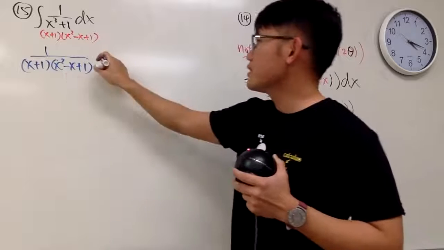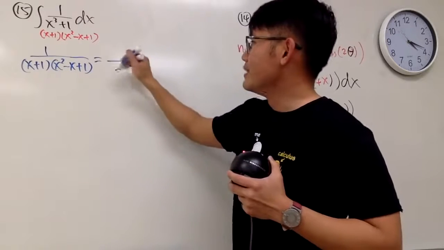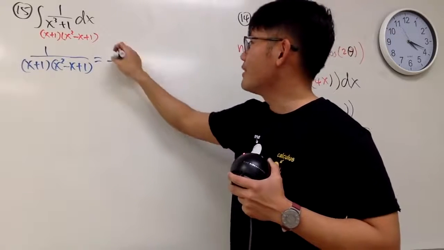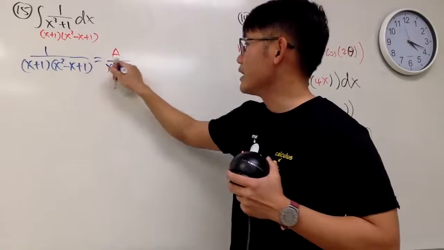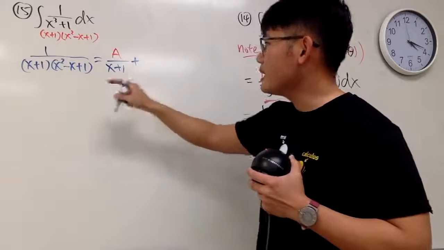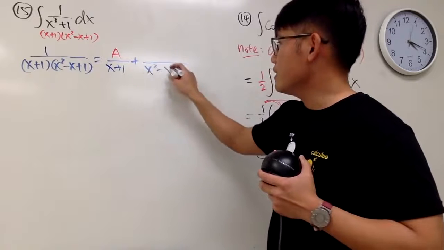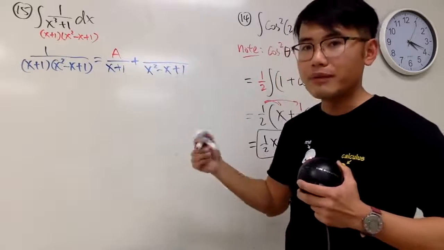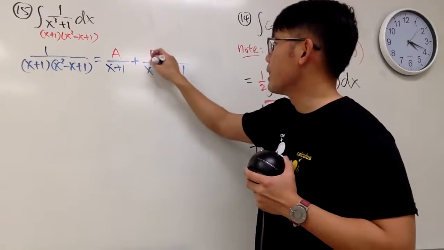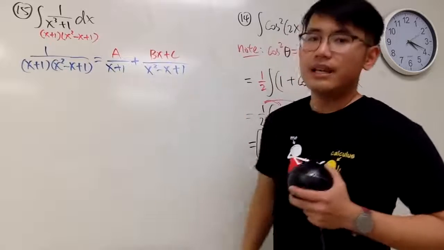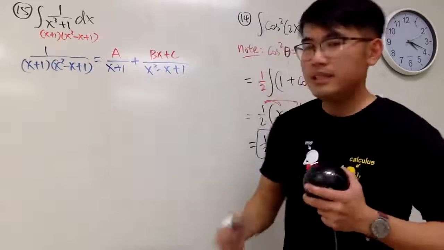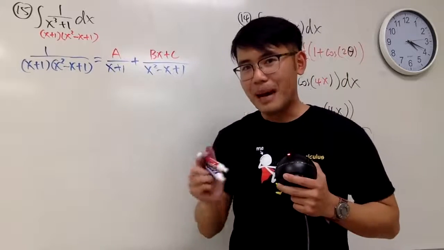We have two factors. The first one is linear, so I'm going to say this is equal to some constant A over that denominator, which is x plus 1, and then the other one I'll also say plus. This guy is an irreducible quadratic. Therefore, on the top, we have to set up a linear. In another word, we have to put down Bx plus C.